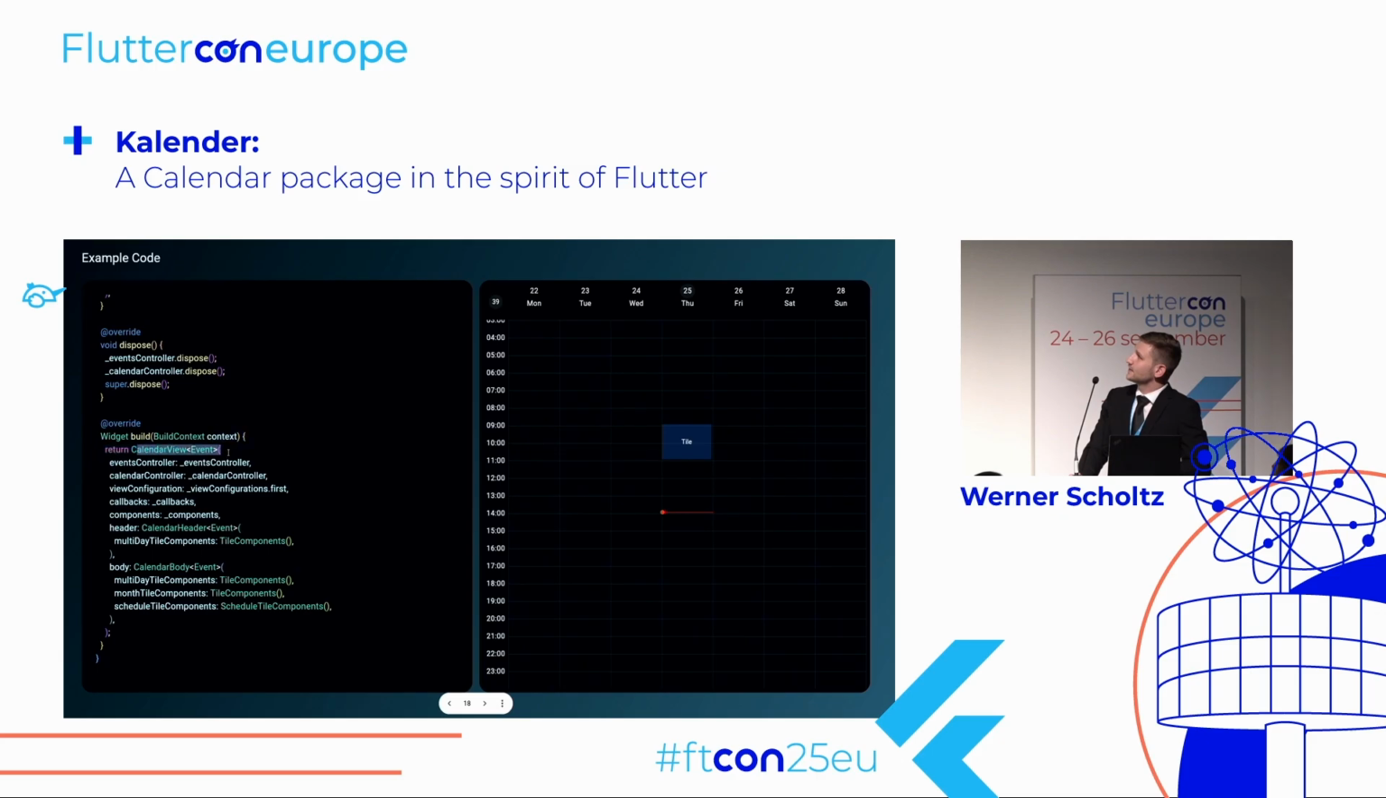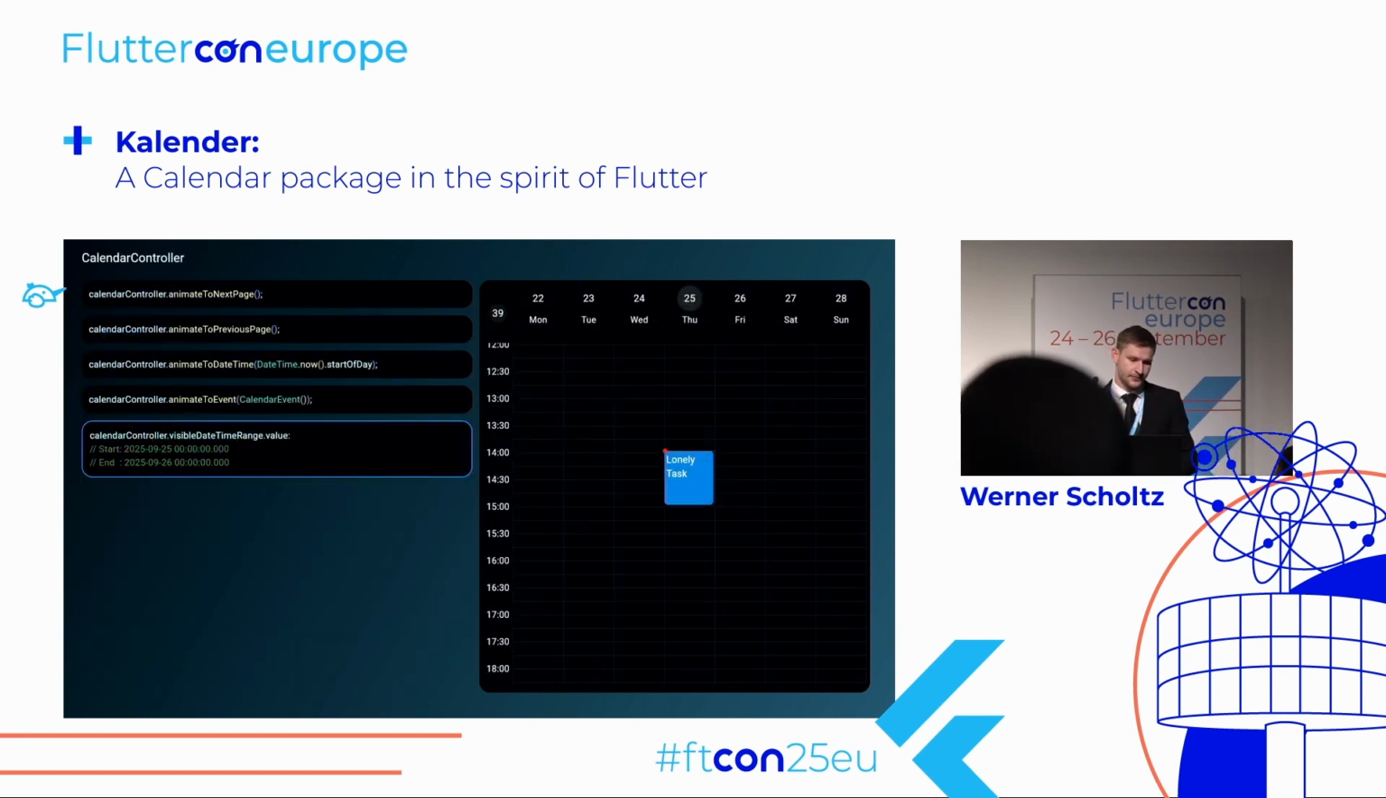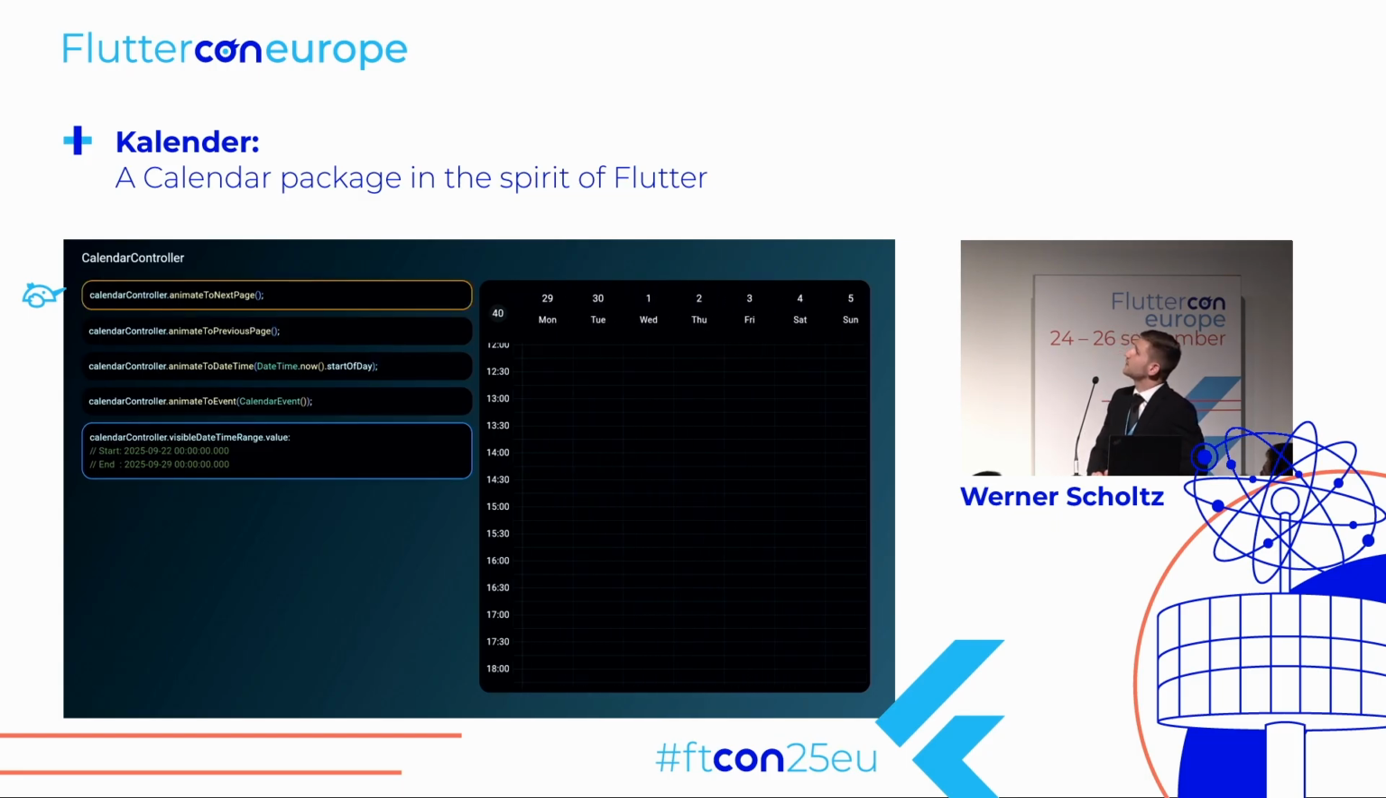Then there's the calendar view widget itself. This is where all these controllers and configuration classes get passed in. Then there's two other parts to it: the calendar header and the calendar body. Each of these components basically takes further configuration, the tile components. That's the way these tiles are actually rendered. It gives you the ability to customize with a builder what that tile looks like, but I'll get to that in a moment.